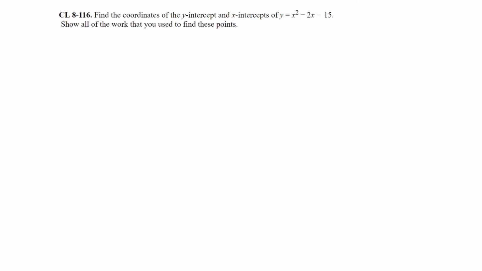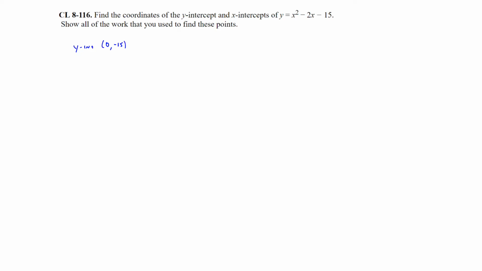Question 116. Find the coordinates of the y-intercept and x-intercept of y equals x squared minus 2x minus 15. Show all of the work that you used to find these points. So on this one, we can start once again with the y-intercept. Because it's in standard form, it is easy to look at it and identify what the y-intercept is, because when you plug in 0, it's going to cancel the first 2 and just leave you with your constant at the end. So therefore the y-intercept would be at 0, negative 15.